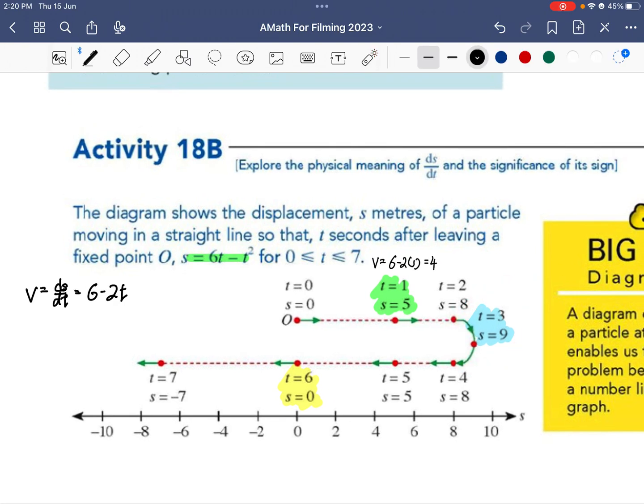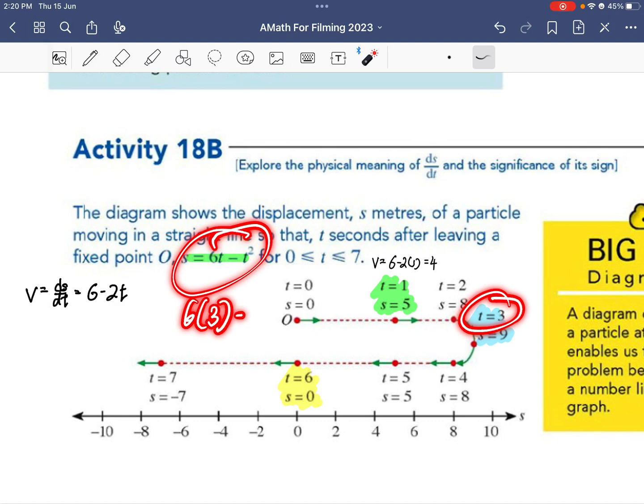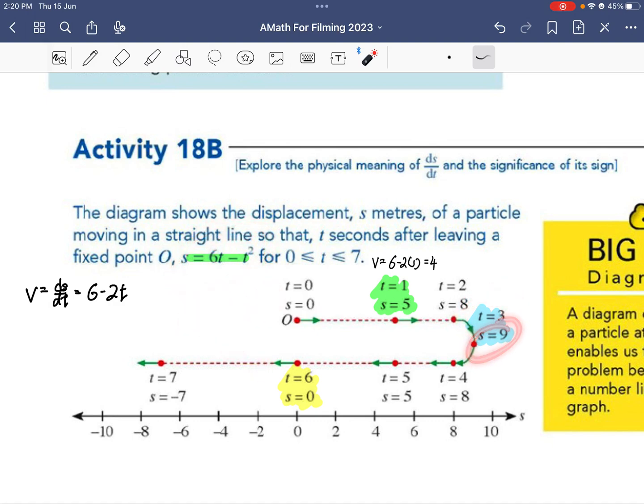Now, if you notice, there are some points like t equals 3. What happens? The displacement is 9. How I get 9 again is t equals 3, I put into here 6 times 3 minus 3 squared equals 9. That's why my displacement is 9.